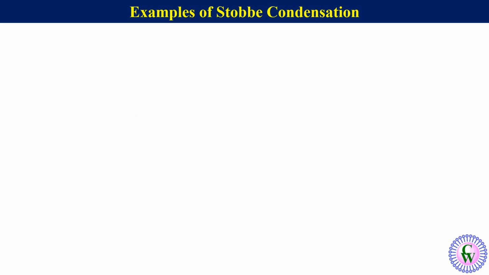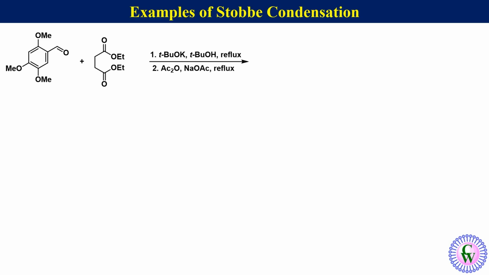Let's have an interesting example in which the trimethoxybenzaldehyde reacts with diethyl succinate in the presence of potassium tert butoxide in tert butanol followed by reaction with acetic anhydride in the presence of sodium acetate to produce naphthalene derivative. Let's see how this compound was formed.